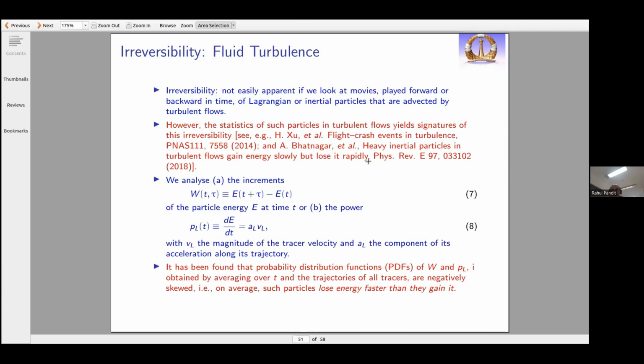basically, this is what happens. That heavy inertial particles in turbulence gain energy slowly but lose it rapidly. The way to analyze this is by using these increments along particle trajectories, either energy increments, or you can look at the pressure, which I already alluded to when I showed you data for particles in superfluid turbulence. And it is found that typically these PDFs are skewed, and on average they're skewed in such a way that in classical fluid turbulence they lose energy faster than they gain it. And as I showed you, this is also the case in superfluid turbulence.